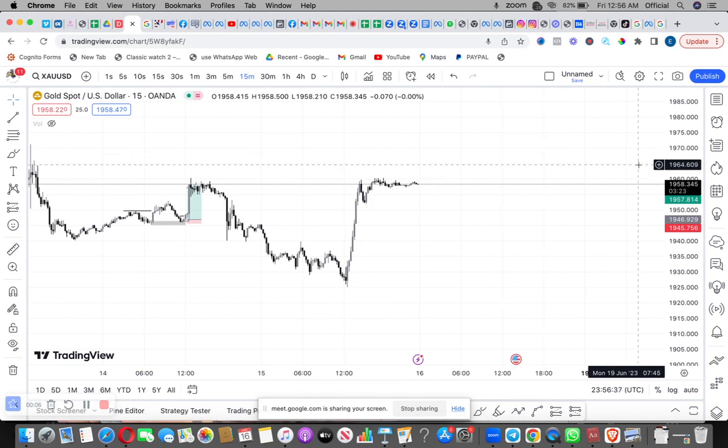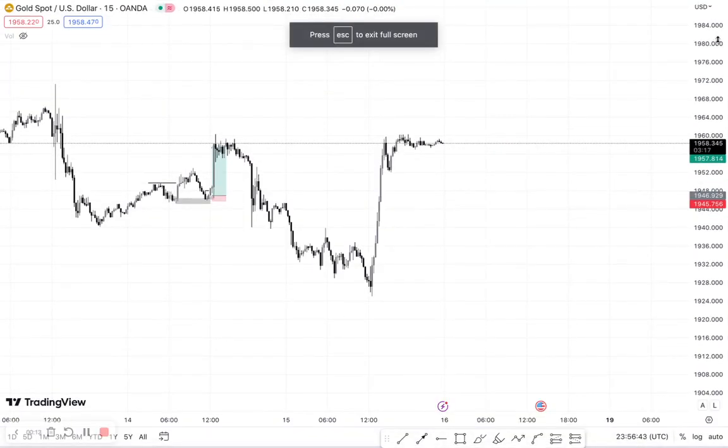I'll be showing you guys market structure, how to identify your market structure on the chart, and having a good view, because market structure is key to everything. Like the popular saying, market structure is king. You cannot just get into the market without understanding where the market is heading to.